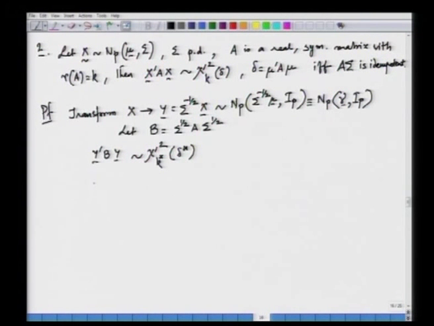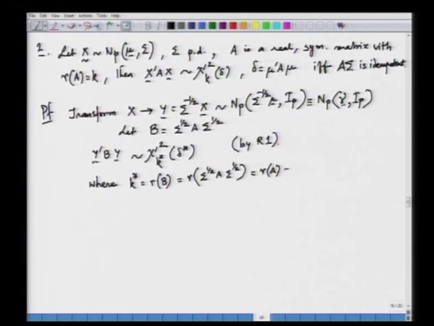So, where k star, by result 1, is nothing but the rank of B. That is also something which our earlier result tells us. But what is B? It is the rank of sigma half A sigma half, right? This sigma half matrix being a non-singular matrix, the rank of A does not change when it gets pre-multiplied and post-multiplied with the non-singular matrix sigma half. So this is nothing but equal to the rank of A, which is k. So, this k star is nothing but k.